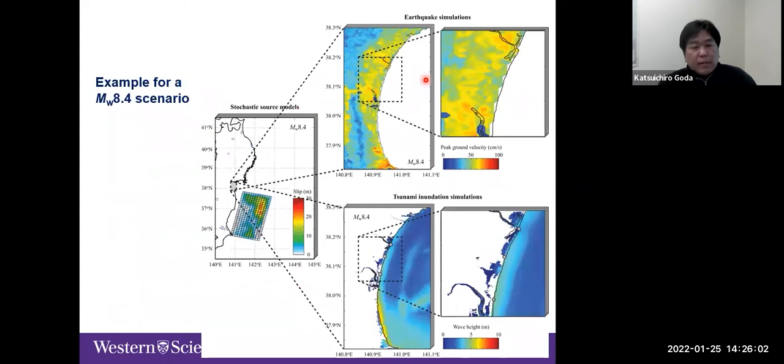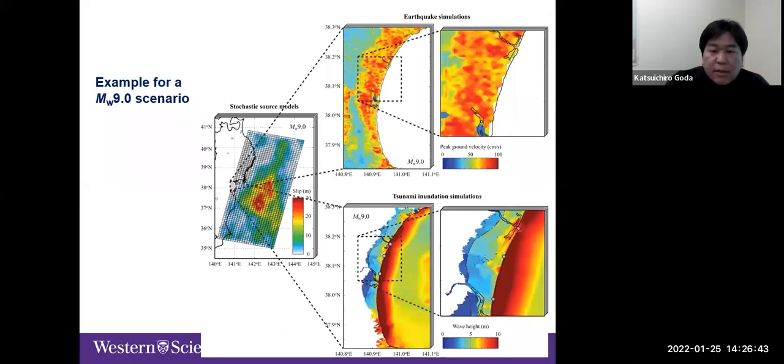So this is just an example of a magnitude 8.4 scenario. If the earthquake happened to be a bit south of this Tohoku region, Sendai is here, and Iwanuma, which I show the picture of, is around here in the box. And then the zoomed version of this shaking PGV distribution and the tsunami inundation is shown. So at magnitude 8.4, PGV is relatively moderate, 60-70 centimeters per second. But on the other hand, tsunami inundation is somewhat limited along the coast.